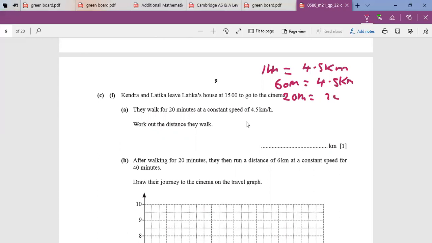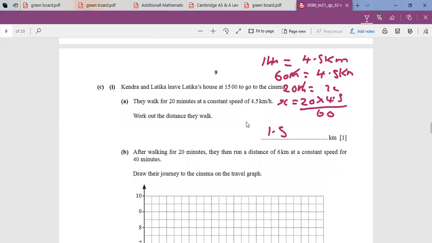We'll say X. So when you work that out, X is 20 times 4.5, the minutes cancel, divided by 60. And the answer here is going to give you 1.5 kilometers. That is the distance they're going to cover. All right.